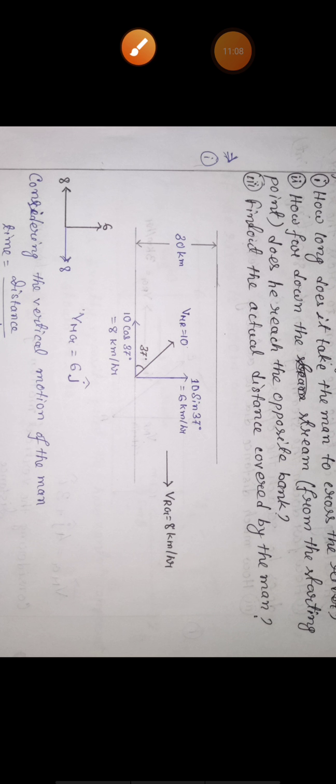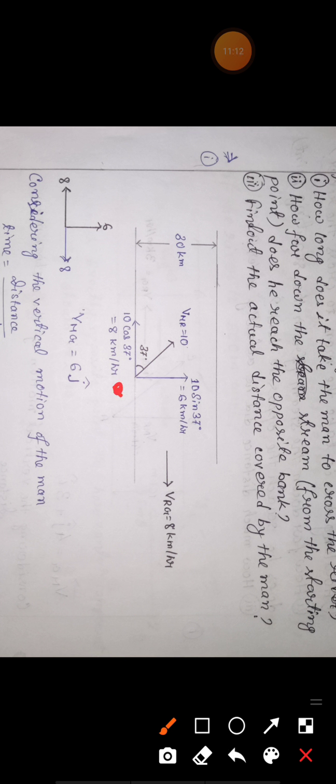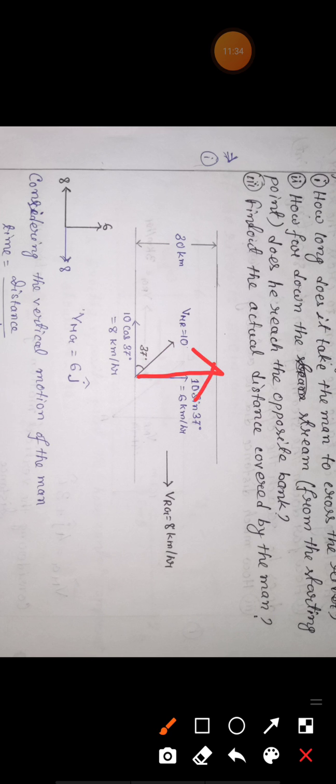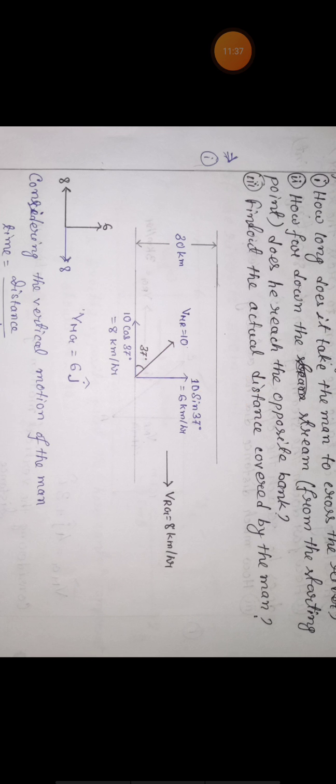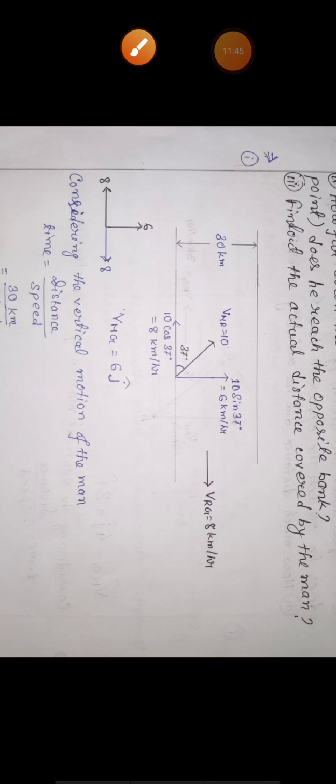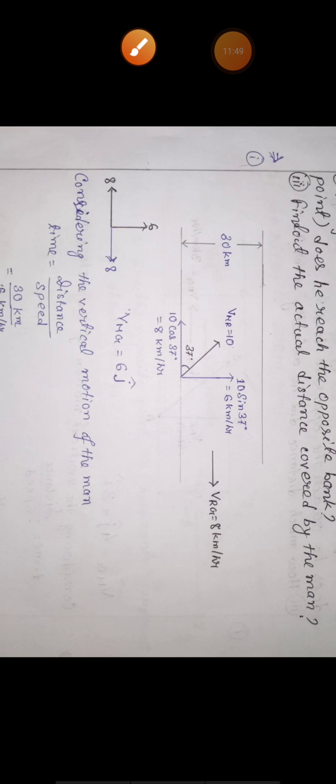If you are standing on the river bank, you will see that the man is actually covering the perpendicular distance. If you are in the river, you will see the man is covering the distance in this direction. But if you are on the river bank, you will see the man is actually covering perpendicular direction, directly from A to B. Why? Because the man does not have any horizontal component of velocity, it has only vertical component of velocity, and that is 6. So velocity of man with respect to ground is 6 j cap.